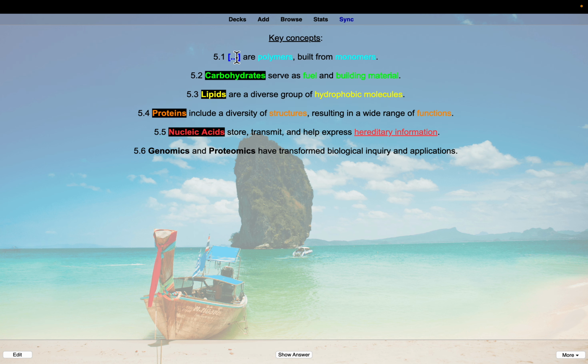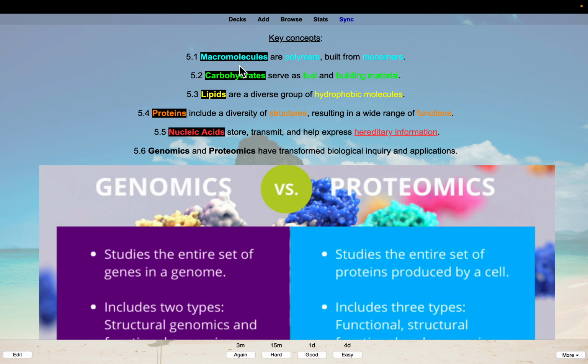Okay, polysaccharides. Just kidding. Macromolecules.